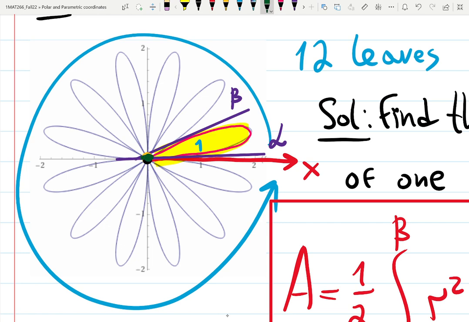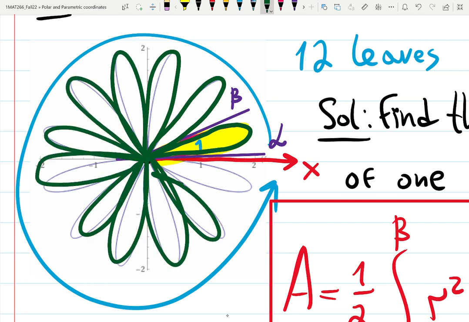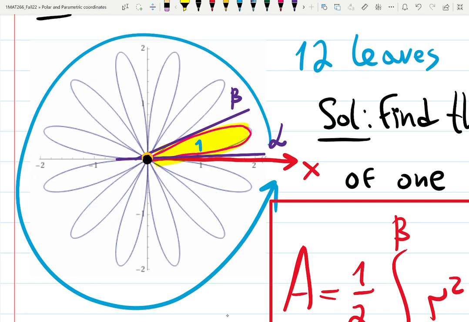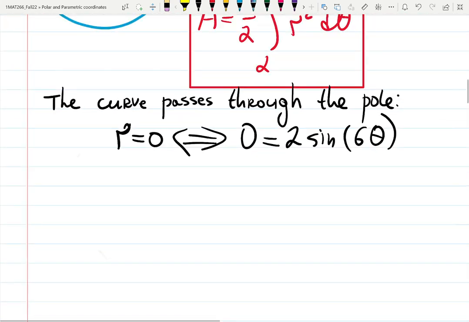So it started over here. Our radius increased, decreased, increased, decreased, increased, decreased. Hit 0, hit 0, hit 0, hit 0. And the pole is the 0. So we want to find out all those angles. And that means we don't need all of them. But actually the solution will give me all of those angles. We just need one. But if we want to find all the petals, then we can find all of these.